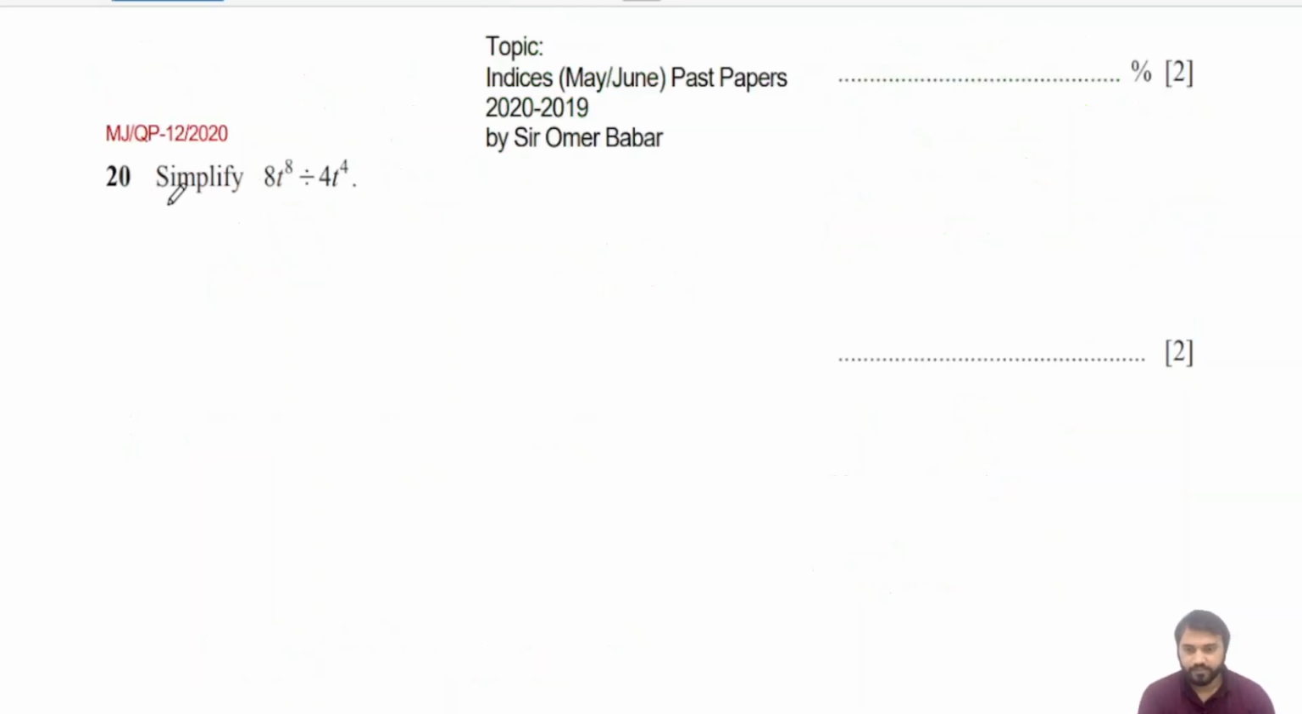Our next question is question 20 that appeared again in 2020. The question paper was 1 and the variant was 2. Simplify 8t raised to power 8 divided by 4t raised to power 4. So if the numbers are dividing, a raised to power m over a raised to power n, we just write the base one time and subtract the powers, m minus n. So I can write this one as 8 divided by 4.